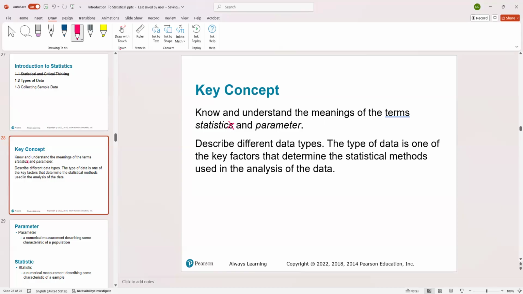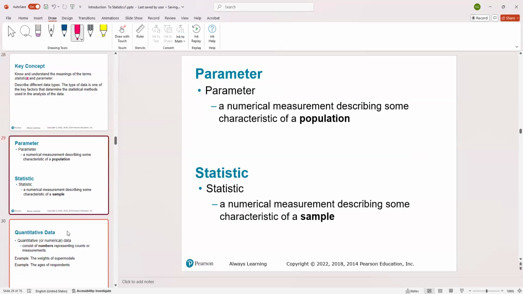So what we're going to do, most of all in this section, is describe a few different types of data. The type of data is one of the key factors that determine the statistical methods we use in our analysis. So let's try that. First of all, we will describe the basics of different types of data. Then we'll consider big data and missing data. To start, it's important to review parameter and statistic without S.